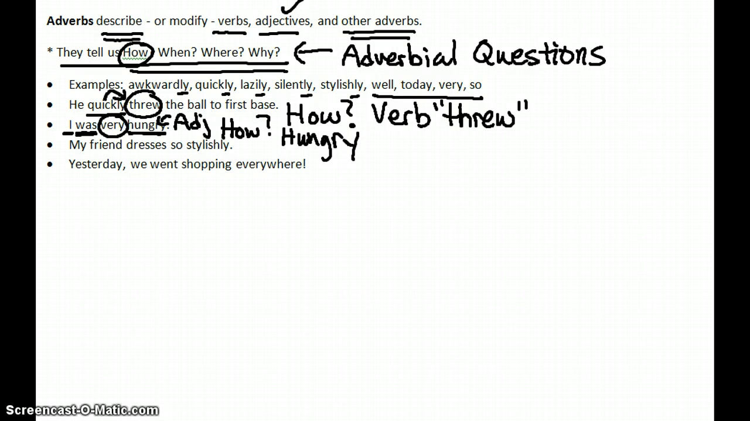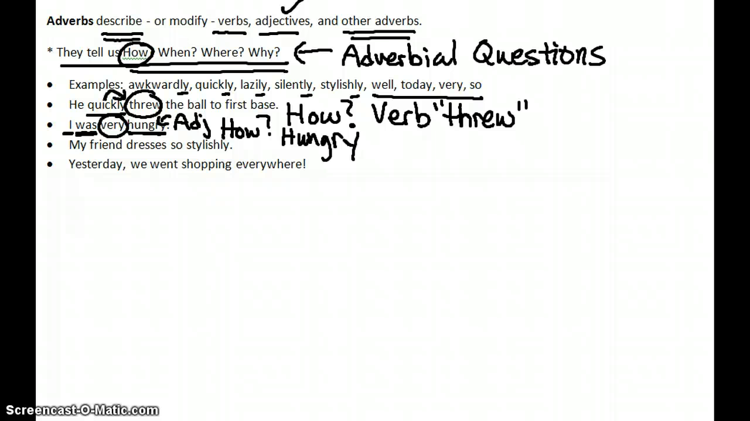This adverb is describing an adjective, the adjective hungry. So in the first example, quickly modified the verb through, and in the second example, very modified the adjective hungry, answering the question, how hungry? So you can see that adverbs are versatile. They modify verbs and adjectives. But don't stop there. They also modify other adverbs. Let's take a look at the third example sentence. My friend dresses so stylishly.